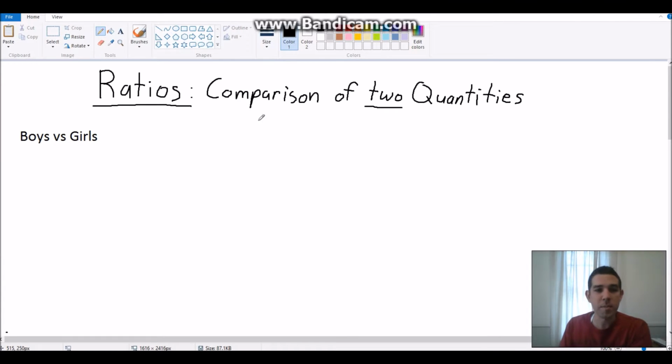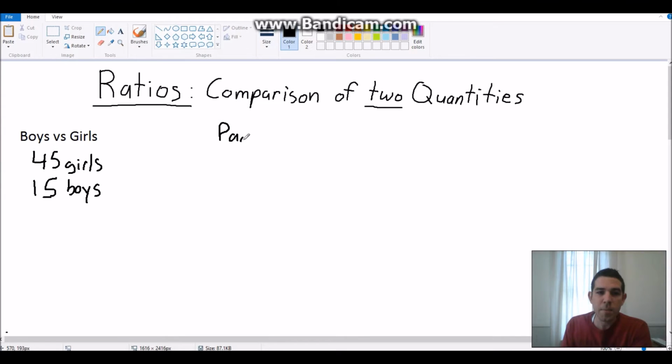So let's use an example like boys versus girls. This is a pretty simple example. Now let's say we had a class that had 45 girls in it and 15 boys. A little lopsided, but it's okay. Alright, so now the ratio you could say would be there's 45 girls and 15 boys. We can write this two different ways.